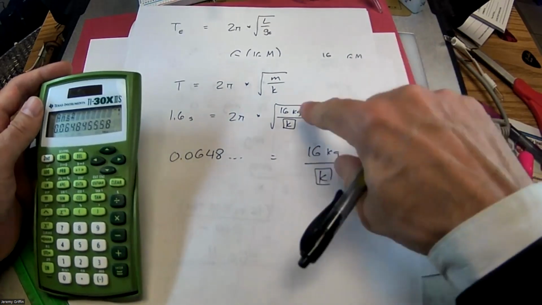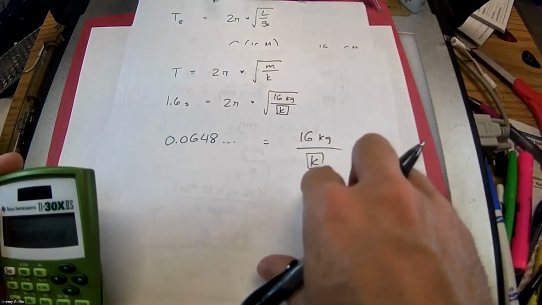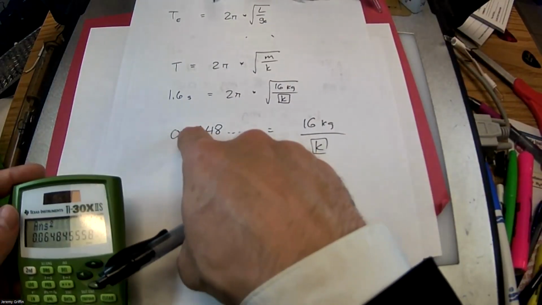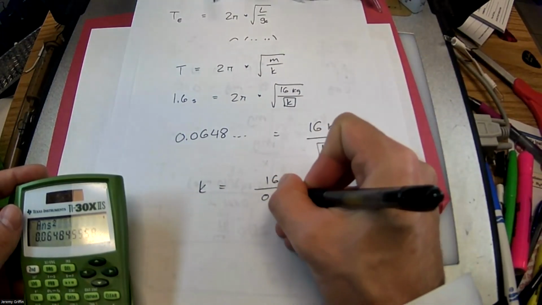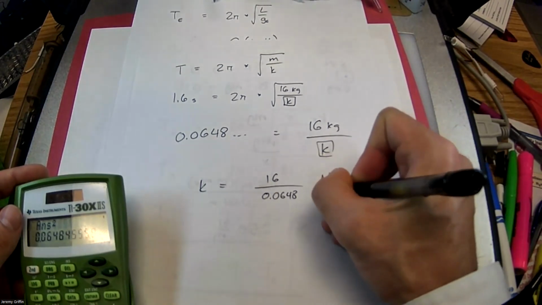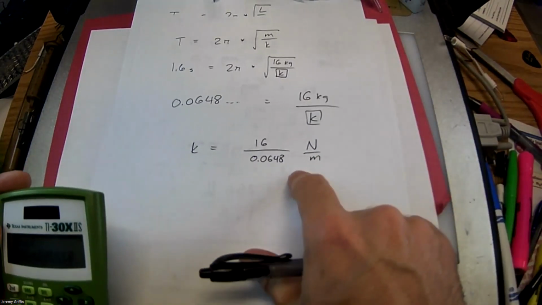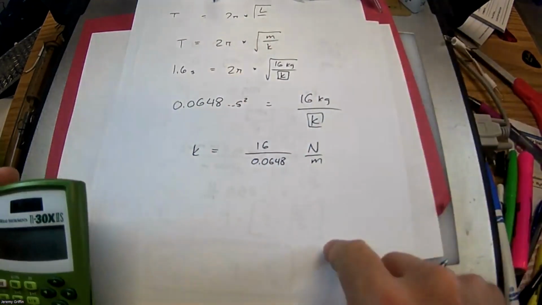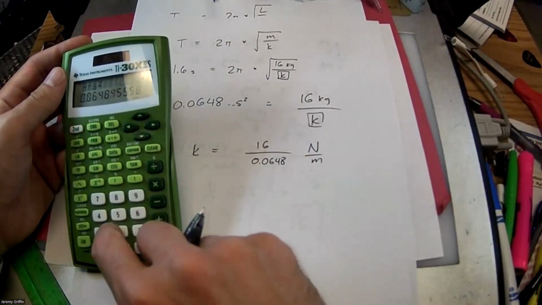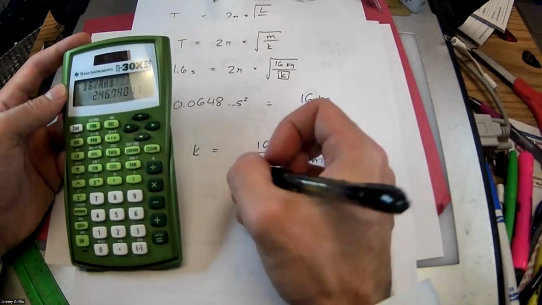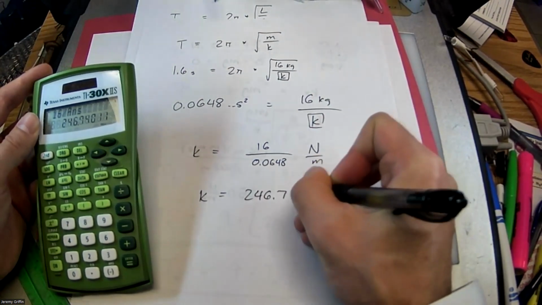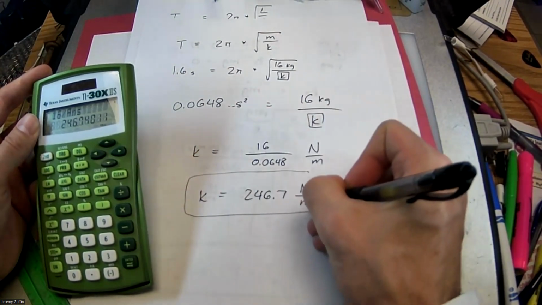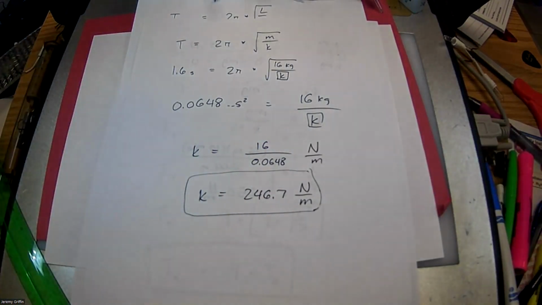Or you could have done this different ways. I think they gave you 16 as a perfect square, so there are different ways you could approach it. Cross multiply k, divide this number down. k is equal to 16 over 0.0648, and we come out to newtons per meter. What is 16 divided by that? 246.7. k is 246.7 newtons per meter. They had an answer choice that said 250, which would account for experimental error, so it has to be 250 newtons per meter.